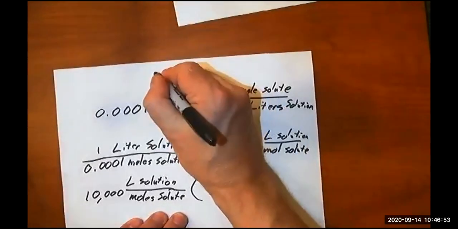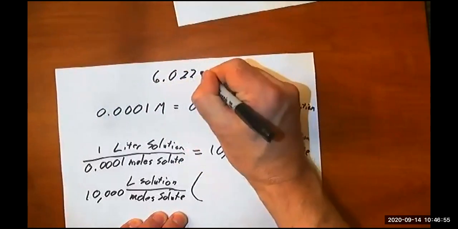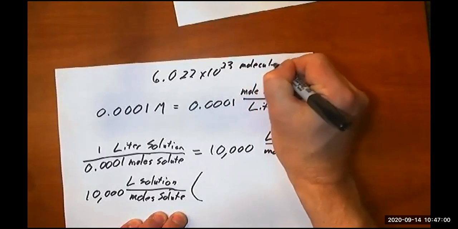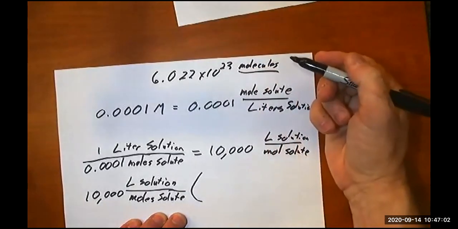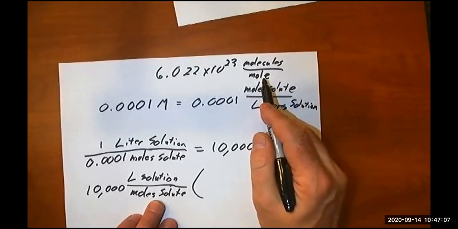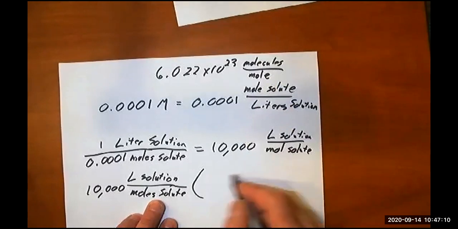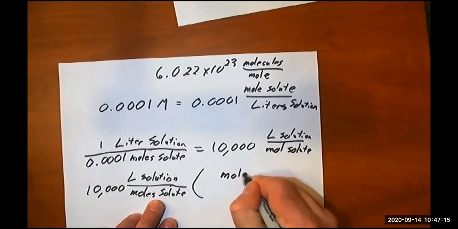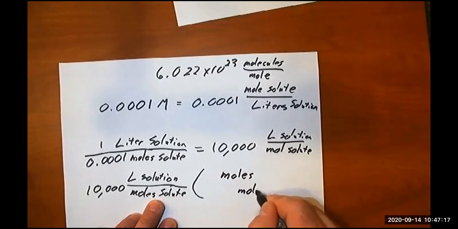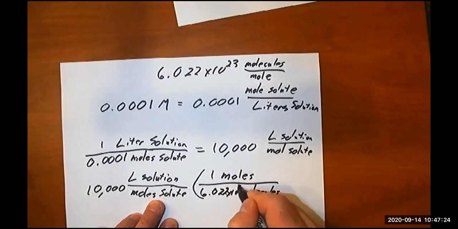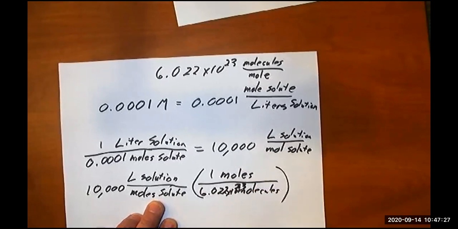What is Avogadro's number? 6.022 times 10 to the 23rd molecules, or atoms or ions, whatever it is you're dealing with, per mole. We want moles to cancel, so we need moles in the numerator here, right? This is dimensional analysis. So we want moles over molecules, which means that we put the 6.022 times 10 to the 23rd in the denominator here.